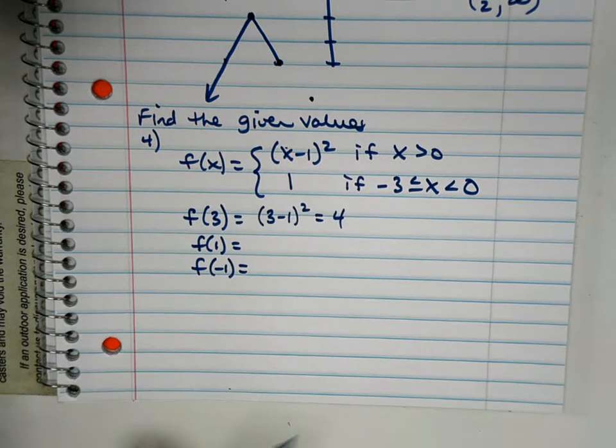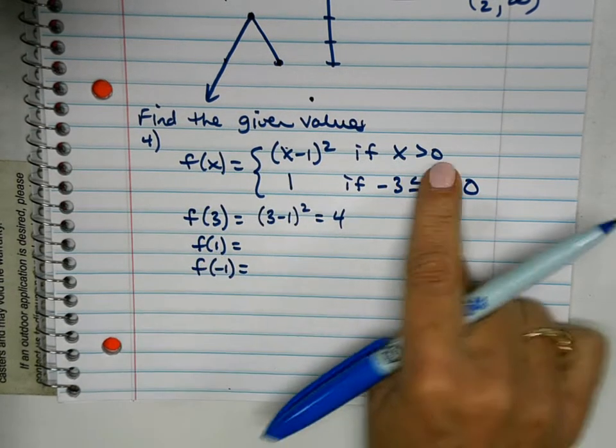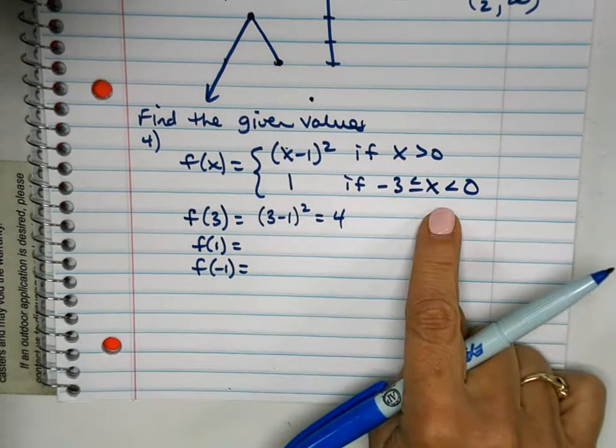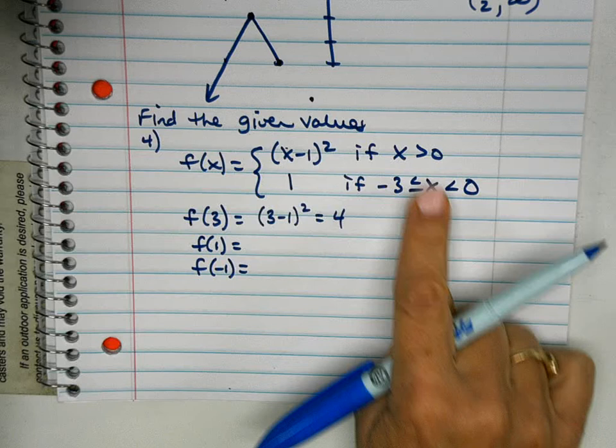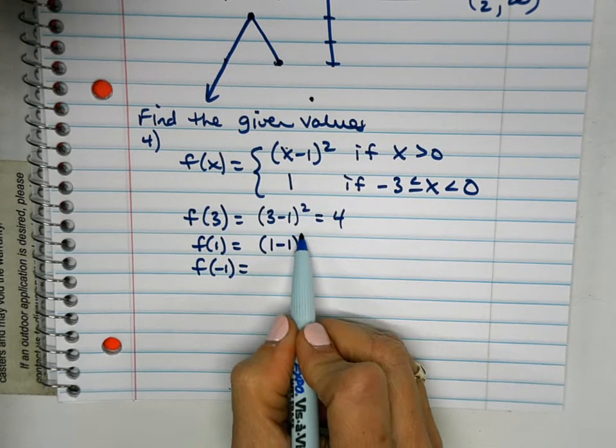Okay, now let's do 1. So again, this is the spot of x, so you're going to look where the x restriction is. Where does 1 fall? Is it greater than 0 or is it between negative 3 and 0? Greater than 0, so that's where you're going to plug it in. This would be 1 minus 1 squared. Answer?